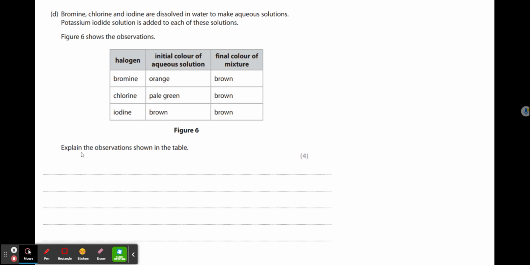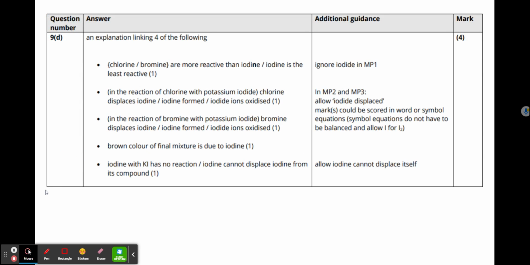Now, the question says, explain the observation shown in the table. Whenever we see that word explain, we need to be giving a reason for what we're saying. We've got to actually explain why we see those things. So let's have a look at the mark scheme.